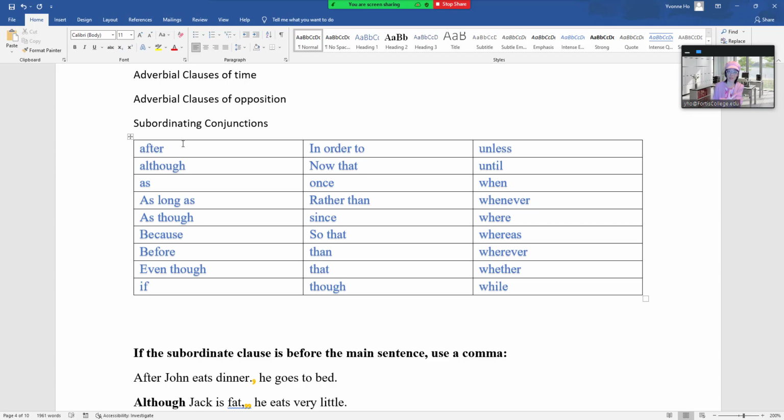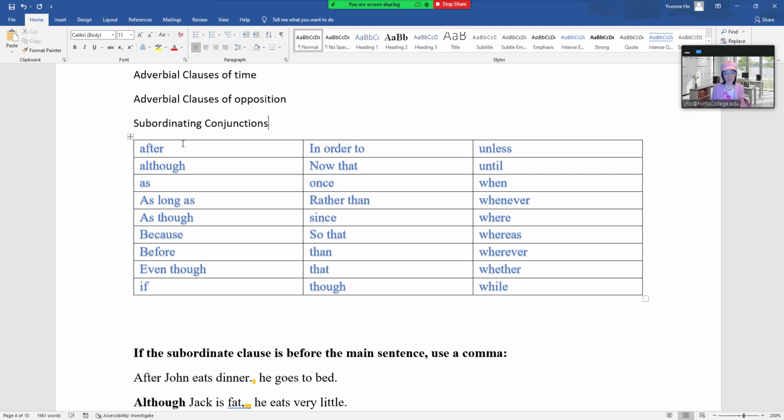This is not the whole list. This is a partial list. There are many, many more subordinating conjunctions in English that turn a sentence into a dependent clause. After, although, as long as, though, because, before, even though, if, in order to, now that, once, rather than, since, so that, then, that, though, unless, until, when, whenever, where, whereas, wherever, whether, while. These are all subordinating conjunctions.